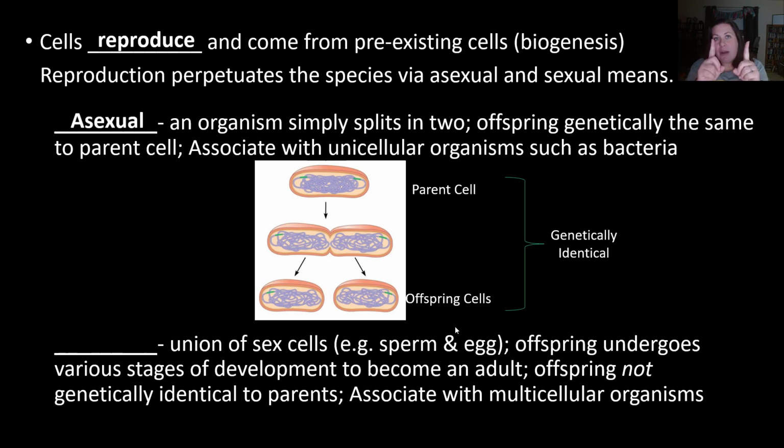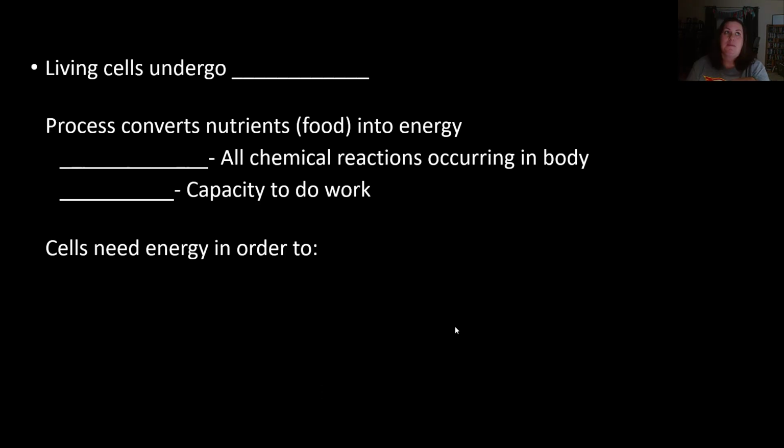Asexual reproduction is where one organism splits into two. The offspring are identical. This is normally seen with unicellular organisms like bacteria. However, sexual reproduction is the union of sex cells, sperm and egg. Offspring then undergo various stages of development to become what we would call an adult. Offspring here are not genetically identical. They are going to be unique and different from their parents, and this is associated mostly with multicellular organisms.